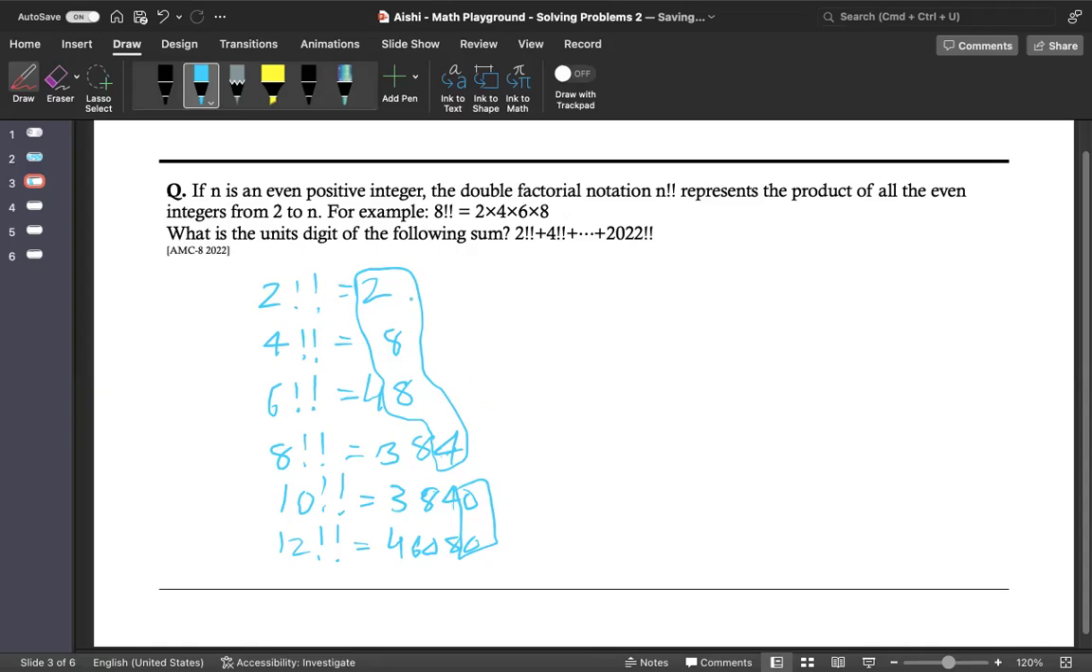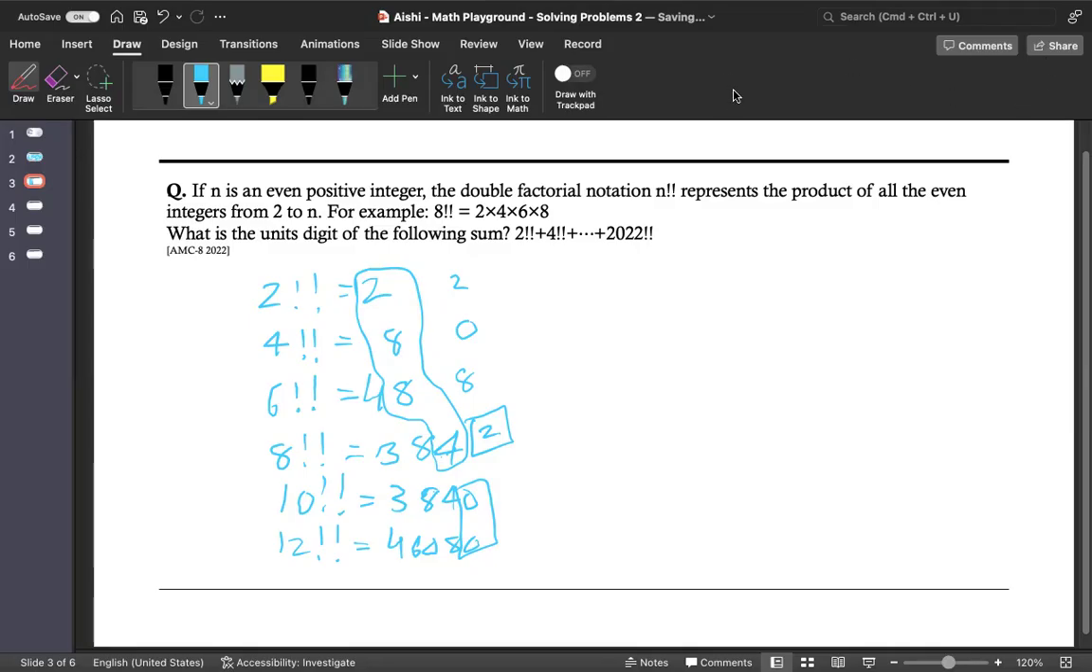And yeah, so 2 plus 8 plus 8 plus 4. So over here, the unit digit is 2. When we add these two, the unit digit becomes 0. Over here, the unit digit is 8. Then over here, the unit digit becomes 2. So our answer is 2. See, we don't have to multiply.